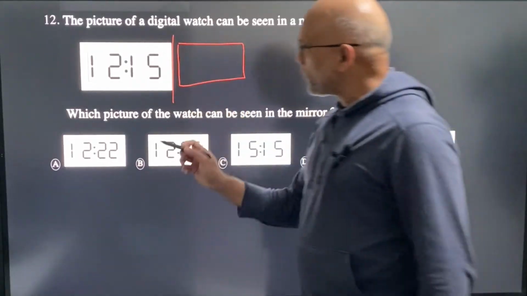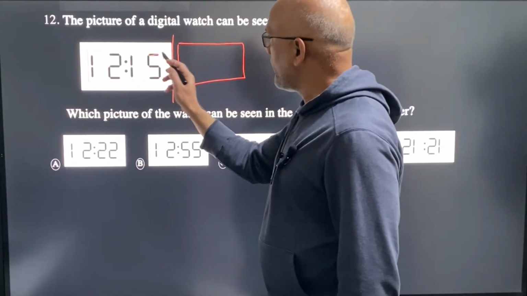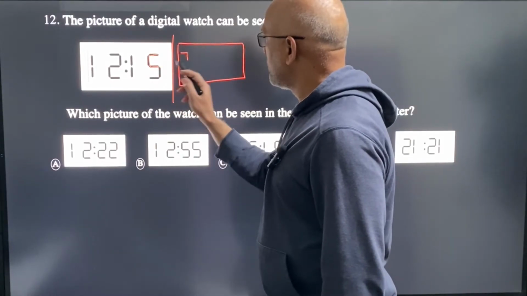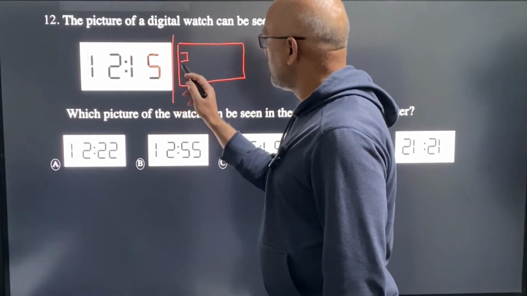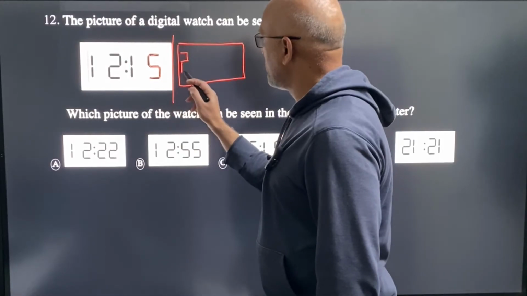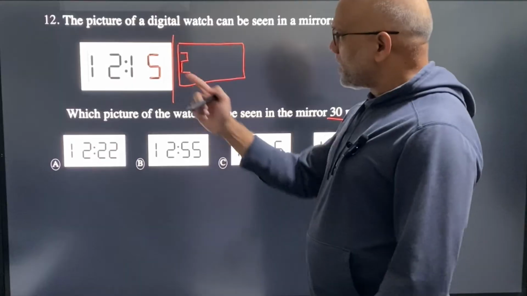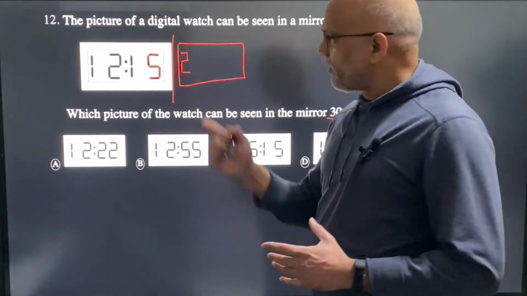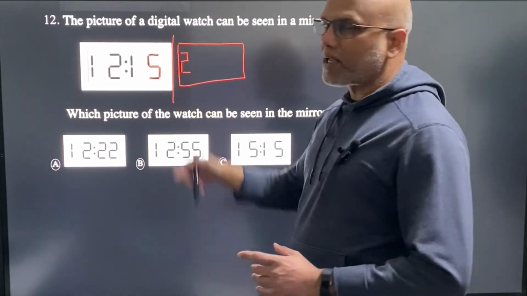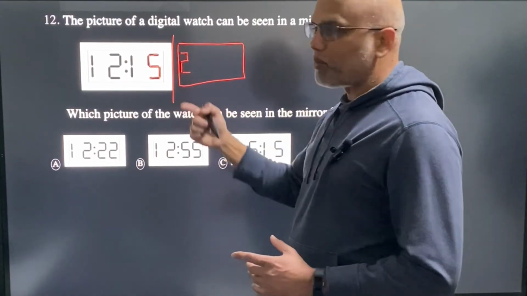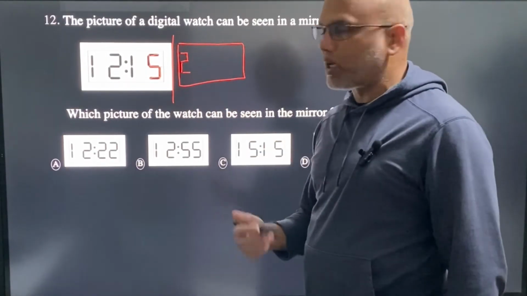Okay, so let's try to draw the reflection here. This line will be somewhat like this. Here it will be like this. This will be this. This will be this. So 5 will look like a 2. This is also a handy trick to remember: 5 looks like a 2 and 2 looks like a 5 in the reflection, so that when you see this number, you can draw the reflection very quickly.